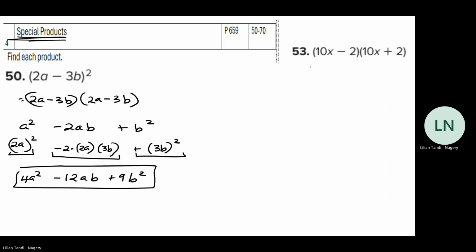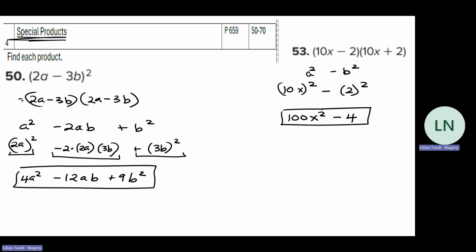All right. This one should just be a squared minus b squared. Or you can do FOIL and get the answer. So this will be 10x, but you square it. And this will be minus, but then here you put 2 squared. So this will become 100x squared minus 4. And this is your answer.